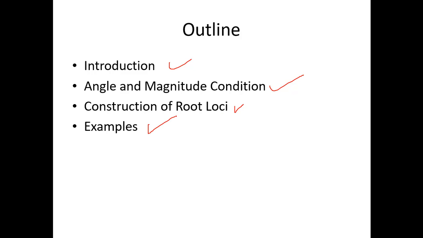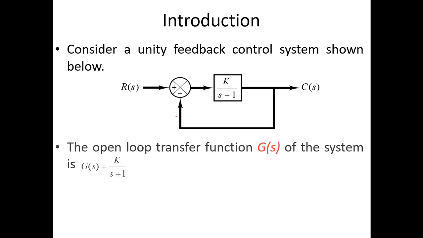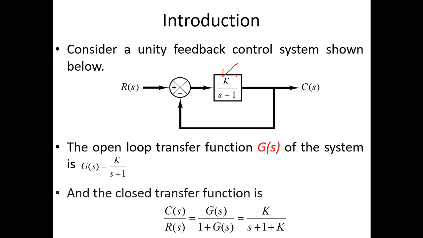So this will be covering all of these topics. Let's get started. Consider a unity feedback system. You can see in the diagram, and the open loop transfer function for this is mentioned over. This is your capital G, and the closed loop is basically the same, this thing divided by 1 plus G(s).